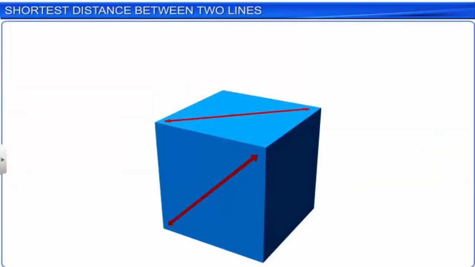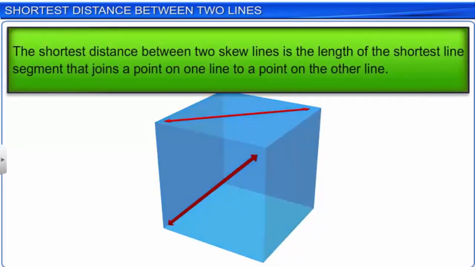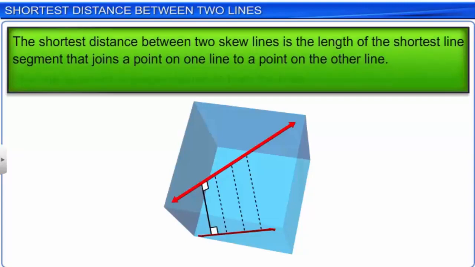Let us start with finding the shortest distance between a pair of skew lines. The shortest distance between two skew lines is the length of the shortest line segment that joins a point on one line to a point on the other line. For skew lines, such a line segment is perpendicular to both the lines.